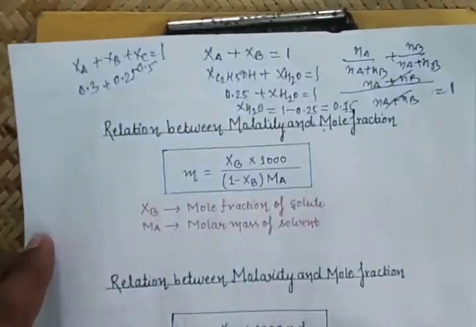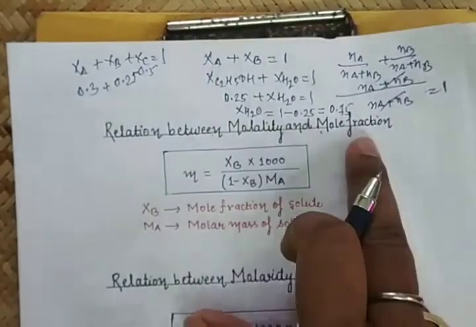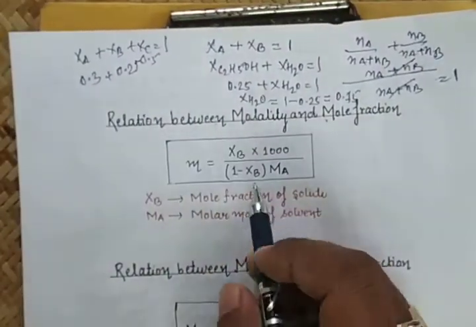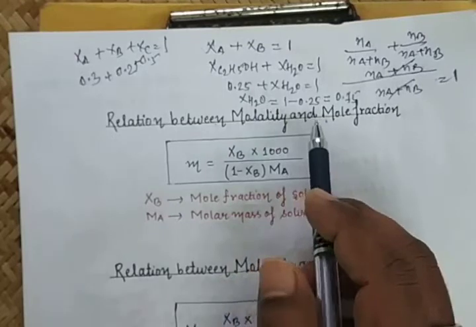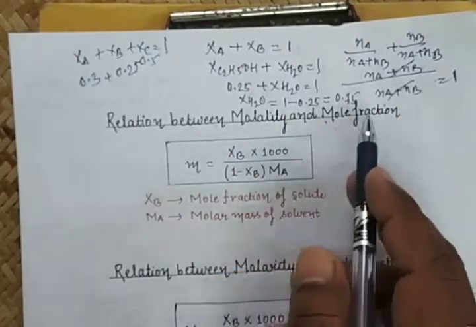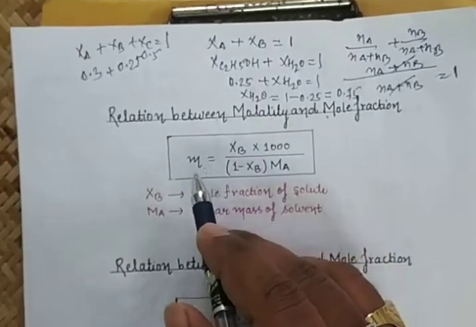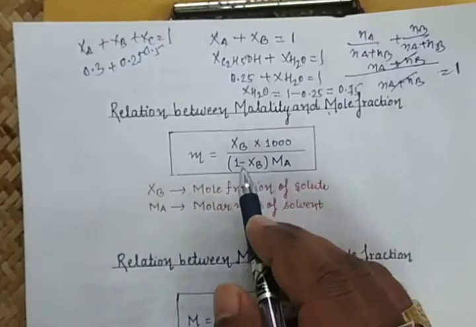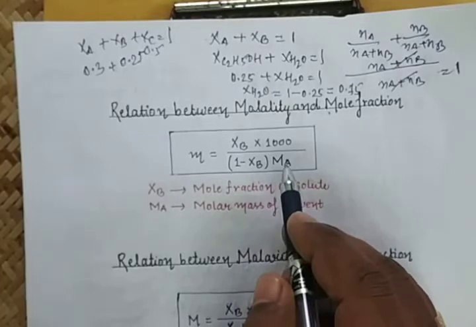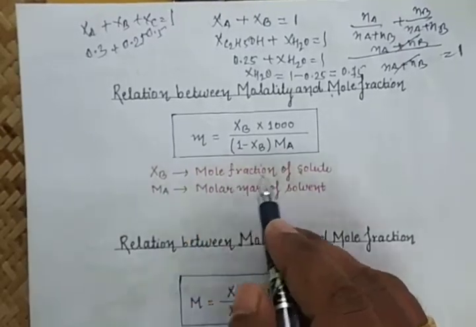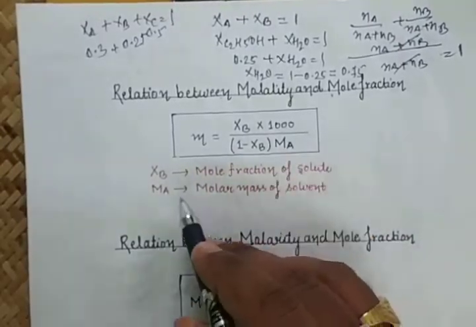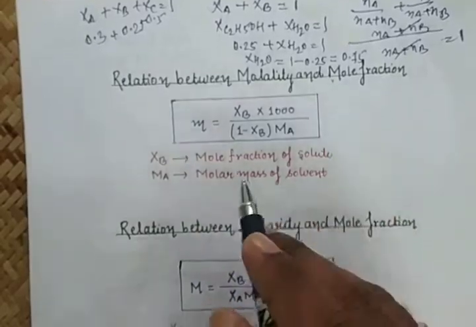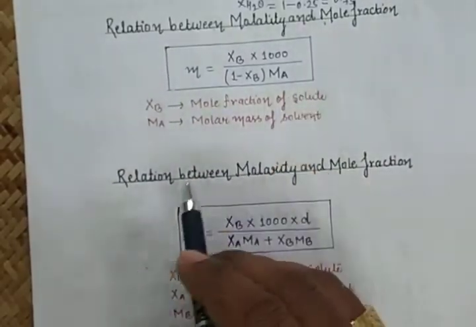Now here is the relation between molality and mole fraction. Just learn this. Suppose you have a mole fraction and you want to find the molality, then you apply this formula. Molality, small m, equals zeta B into 1000 upon 1 minus zeta B into Ma. Here zeta B is the mole fraction of solute and Ma is the molar mass of solvent. Clear? So just learn this formula.